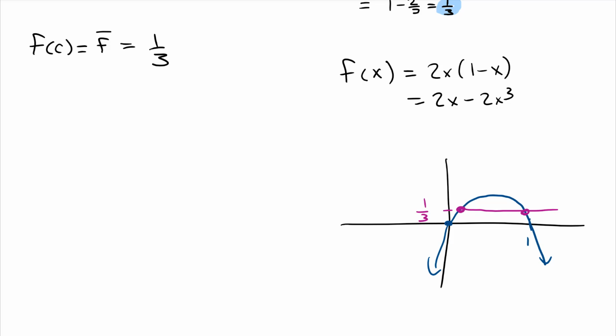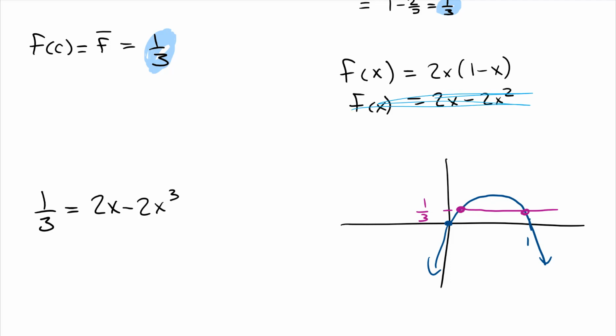So how the heck are we ever going to go find those values of c or x? We set the average value equal to the function, and then we solve. So 1/3 is equal to 2x minus 2x cubed. It's cubed. Why did I write cubed? Come on, man. There we go. Now we can get rid of that cube.